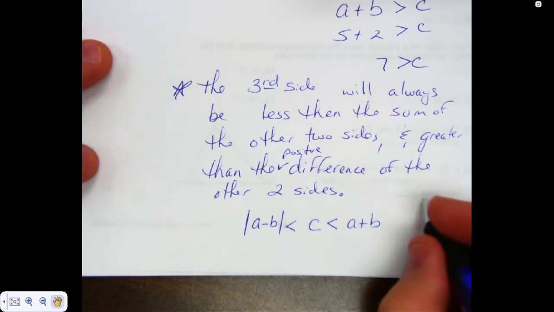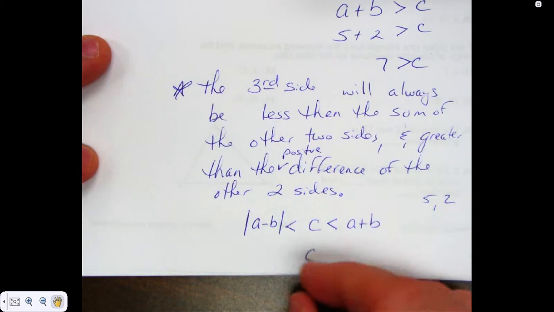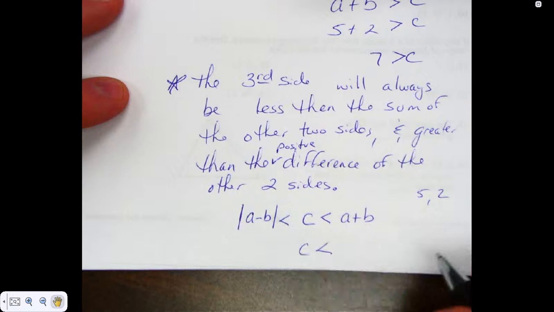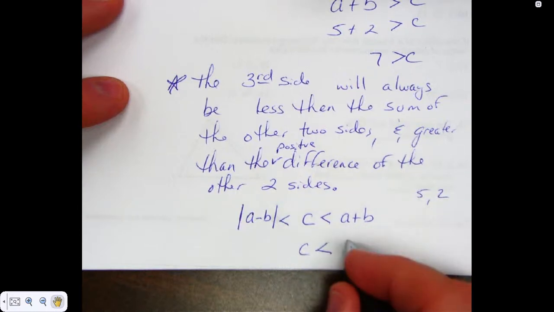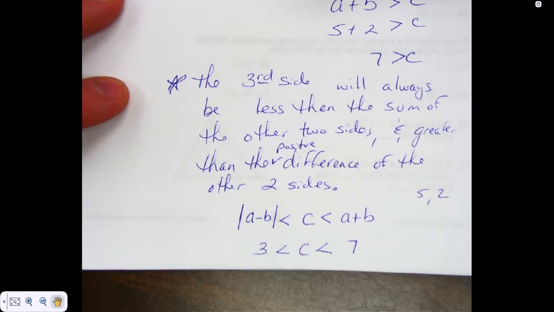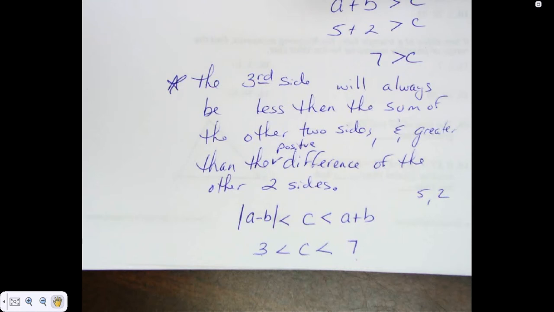So if I said you had one of 5 and 2, where do I know C has got to be between? Everybody look up here, you can finish writing in just a second. C has got to be less than what? Those two added together, which is 7. And it's got to be greater than those two subtracted, which is 3. So the only things that'll work are the numbers between 3 and 7. Those numbers will work to be a triangle. Anything outside of that won't work, will it? Write that down and then we'll do some examples.